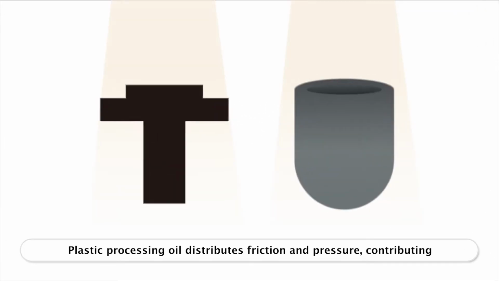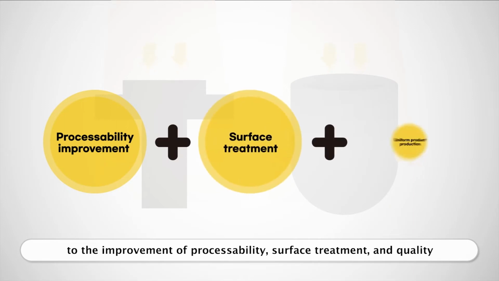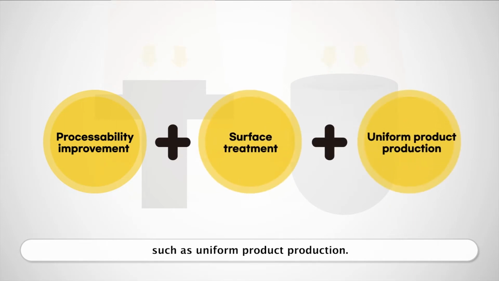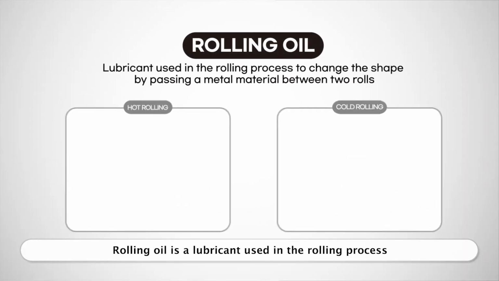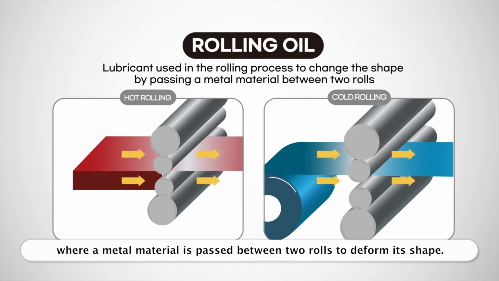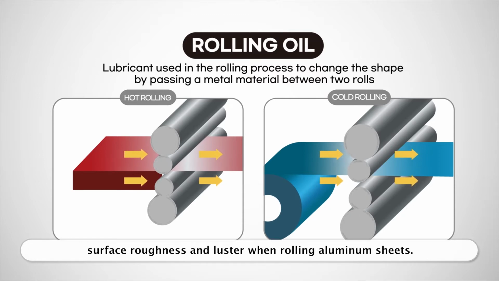Plastic processing oil distributes friction and pressure, contributing to the improvement of processability, surface treatment, and quality, such as uniform product production. Rolling oil is a lubricant used in the rolling process, where a metal material is passed between two rolls to deform its shape. Rolling oil contributes to lubrication, cooling, and surface roughness and luster when rolling aluminum sheets.